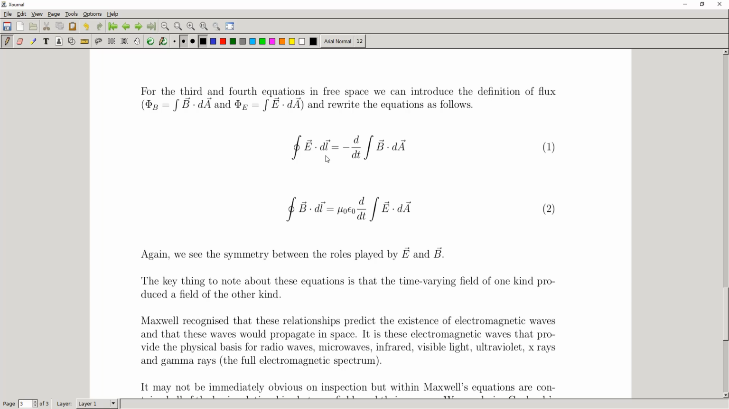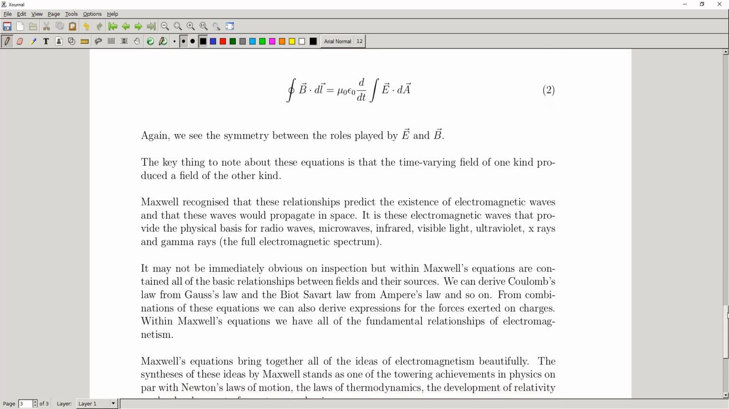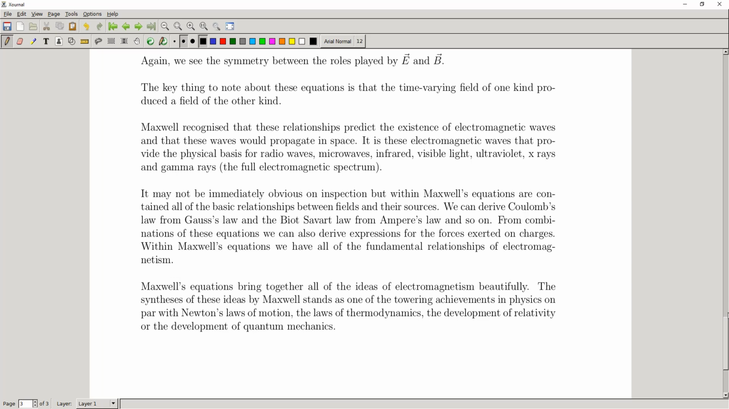Okay, Maxwell recognized that these relationships predict the existence of what we call electromagnetic waves, and that these electromagnetic waves would propagate in space. Okay, it's these electromagnetic waves that provide the physical basis for all of the electromagnetic spectrum that we see in nature, right? So everything from radio waves and microwaves through visible light, all the way up to X-rays and gamma rays, right?